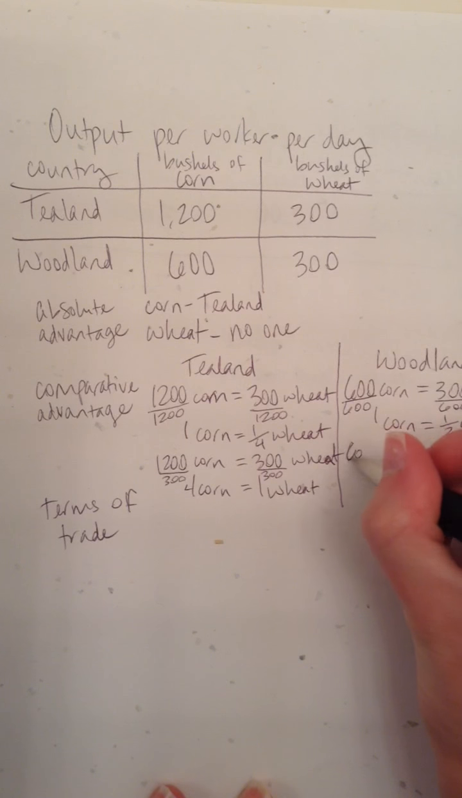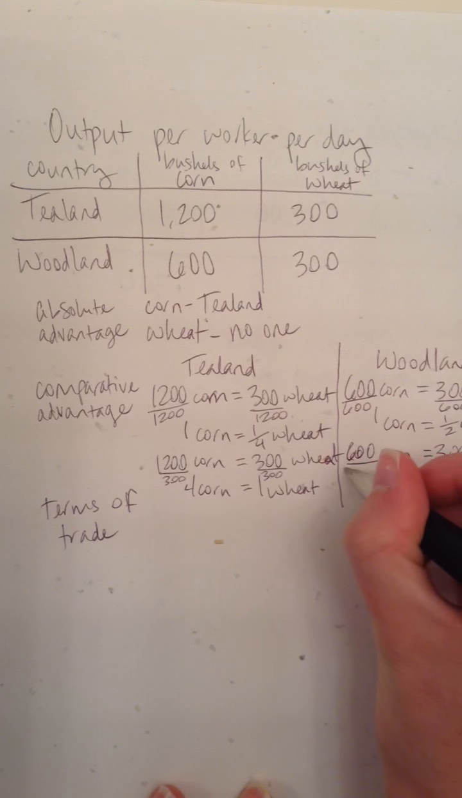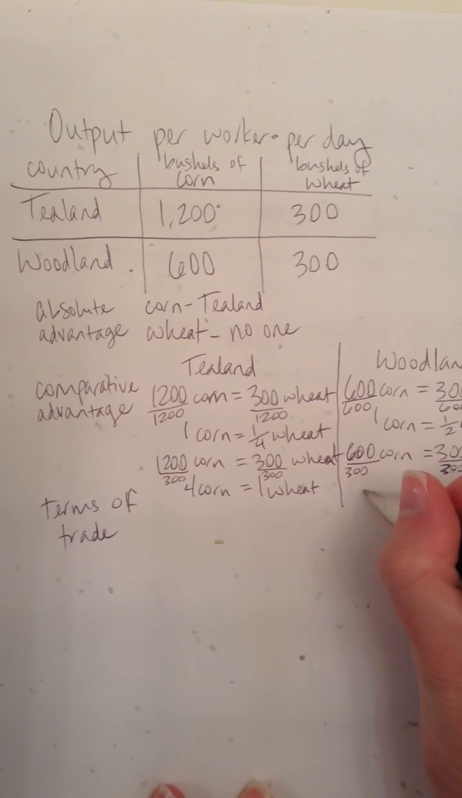And then we'll calculate for wheat. So we'll divide both sides by 300. And we'll see that 1 bushel of wheat equals 600 divided by 300, which is 2 bushels of corn.